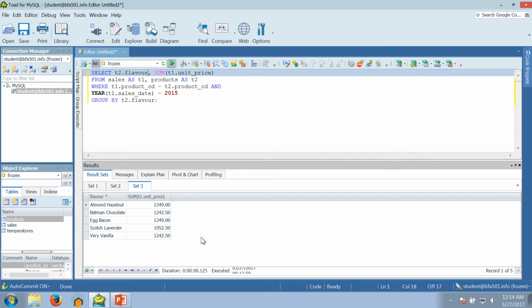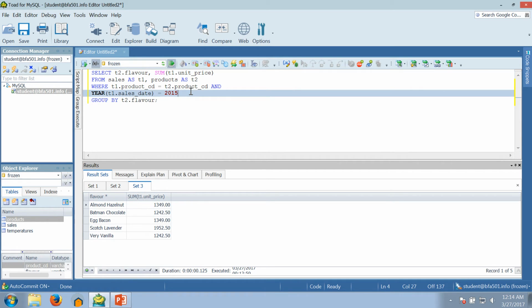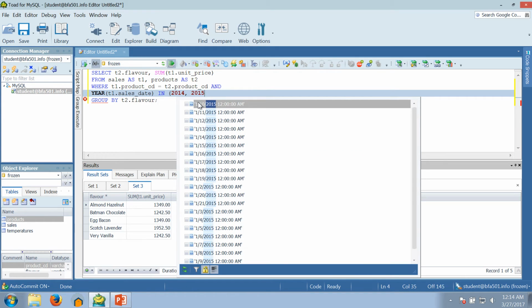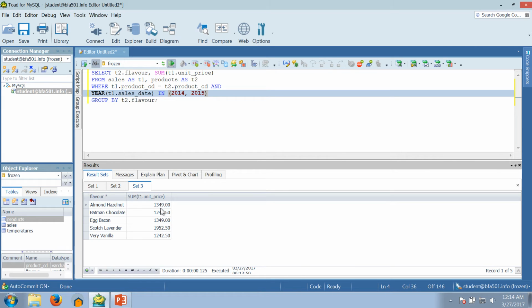Right. How about if we want to get the data from year 2014 and 2015, for example? So it means that you can use IN here, in 2014 and 2015. So obviously the number will be bigger because we are gonna cover 2 years. See this one, and this is the result from the previous query.